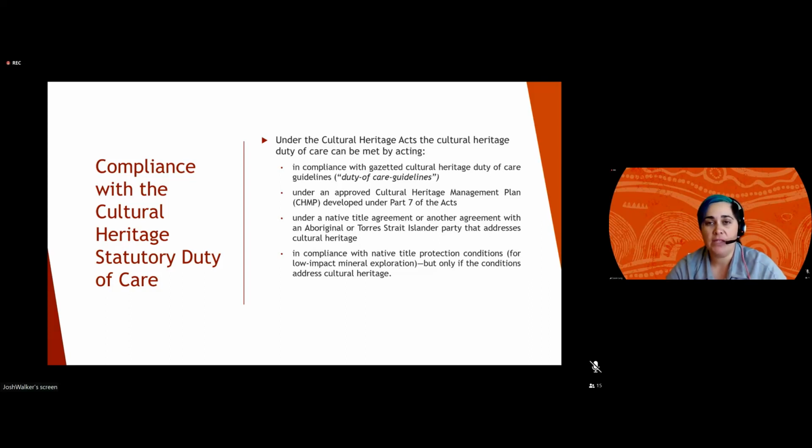If that is still unsuccessful, you can actually make an application to the Land Court for them to approve your CHMP without endorsement from the party. That then, once approved, would allow you to do the activities, provided you were following the process set out in that agreement.